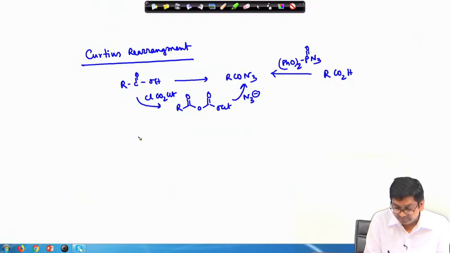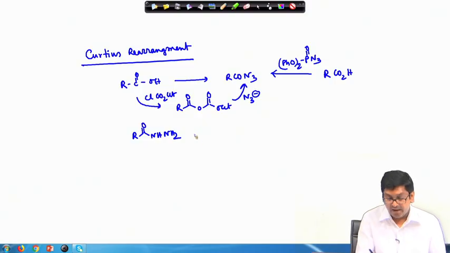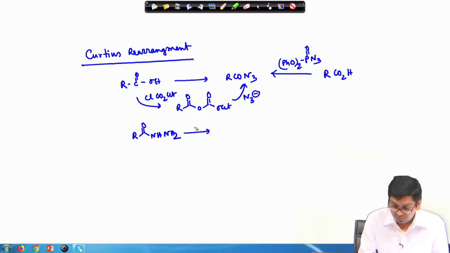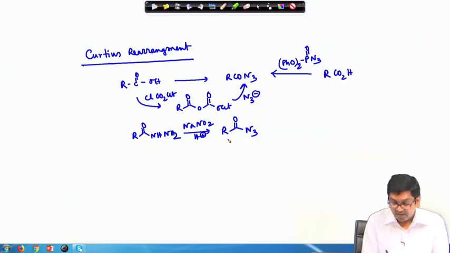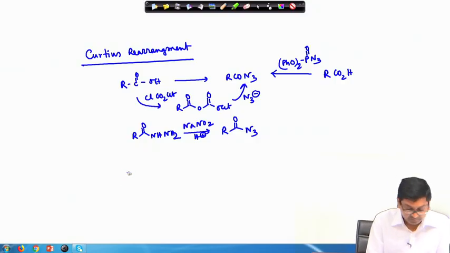Additionally, you can start from the hydrazide derivative to get the corresponding acyl azide in the presence of sodium nitrite under acidic conditions, and that will also give you this acyl azide. Now, this is a nice precursor to generate the desired isocyanate intermediate in this way.